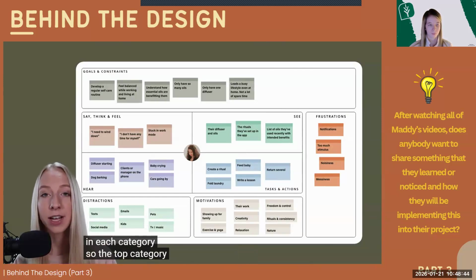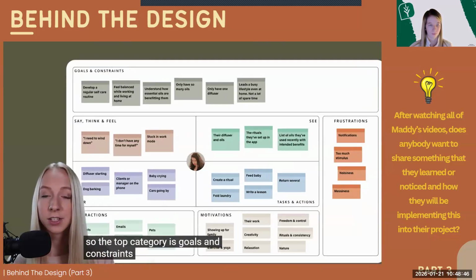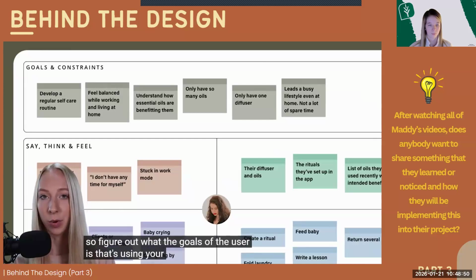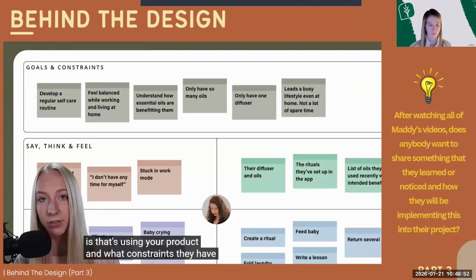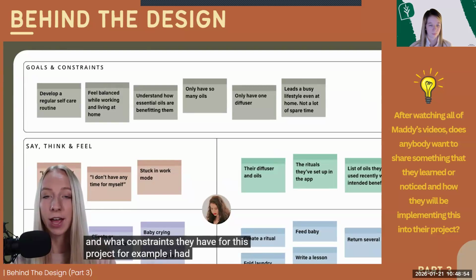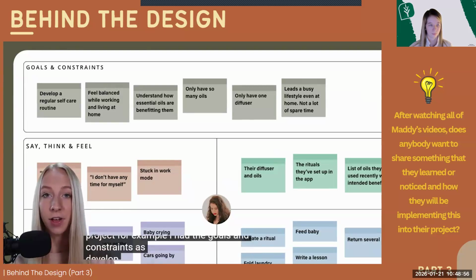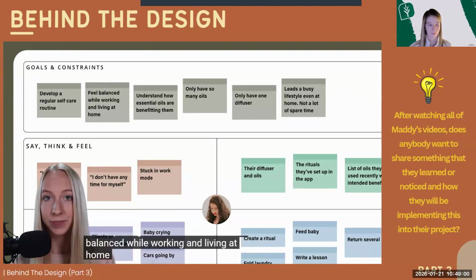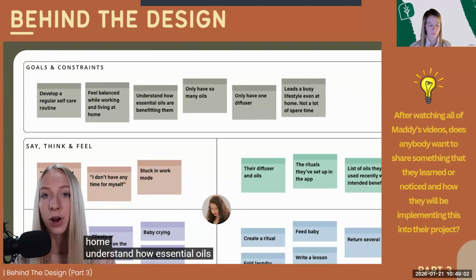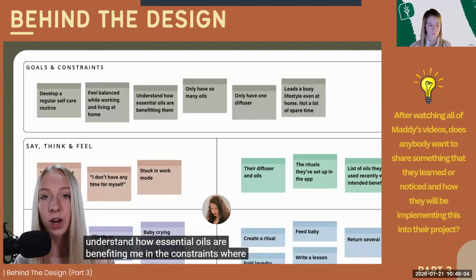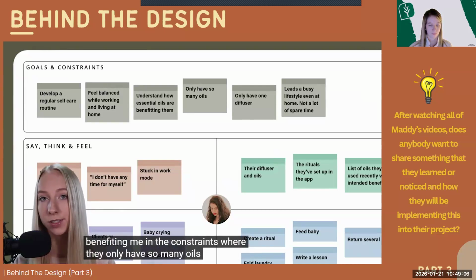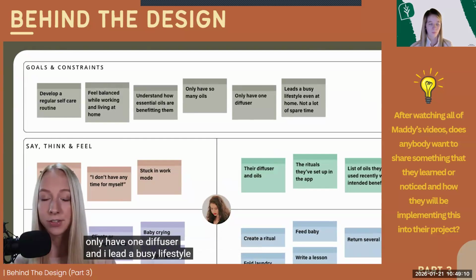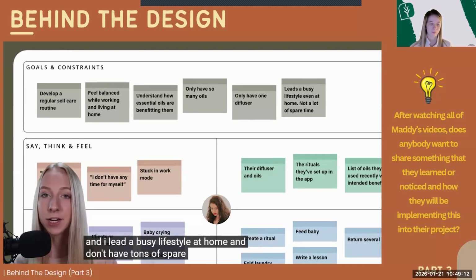So the top category is goals and constraints. So figure out what the goals of the user that's using your product are and what constraints they have. For this project, for example, I had the goals and constraints as develop a regular self-care routine, feel balanced while working and living at home, understand how essential oils are benefiting me. And the constraints were they only have so many oils at home, they only have one diffuser, and I lead a busy lifestyle at home and don't have tons of spare time.